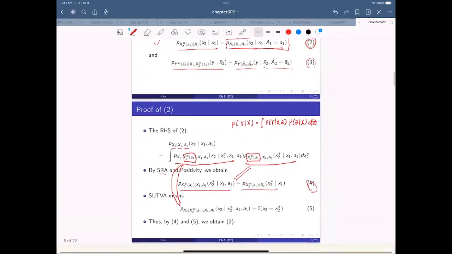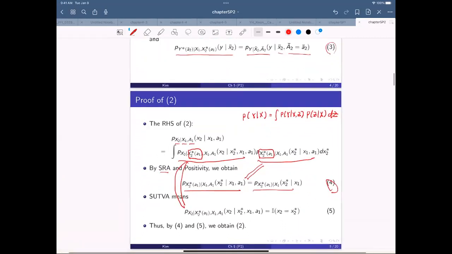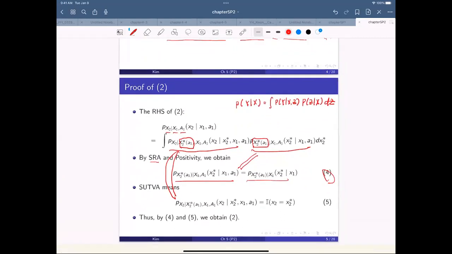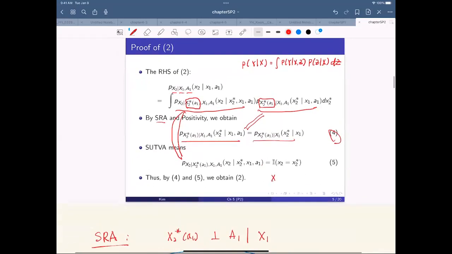Explain equation 5. I'm sorry, where? I see. Okay, sure. So this is basically the conditional density of x2, right? Given all this, right? Given x2. So what is the x? By the way, what is the x2? X2 is basically, we know that it is x2 star 1i when a1 equal to 1, or x2 star 0i when a1 equal to 0, right?